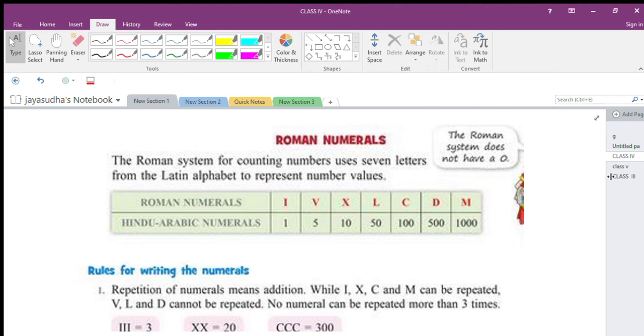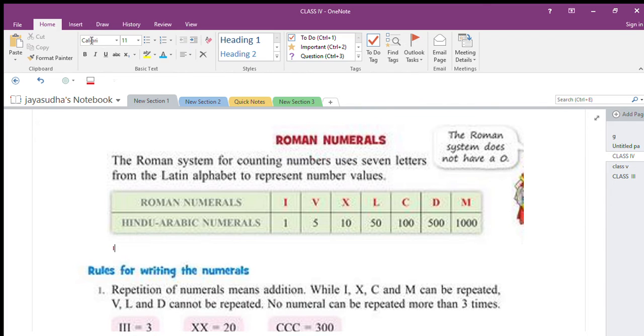You recall children, how do you write 1 in the Roman numbers? Listen, you have heard Roman numbers. How do you write Roman 1? Write the Roman number 1. Then how do you write 2? How do you write 3?